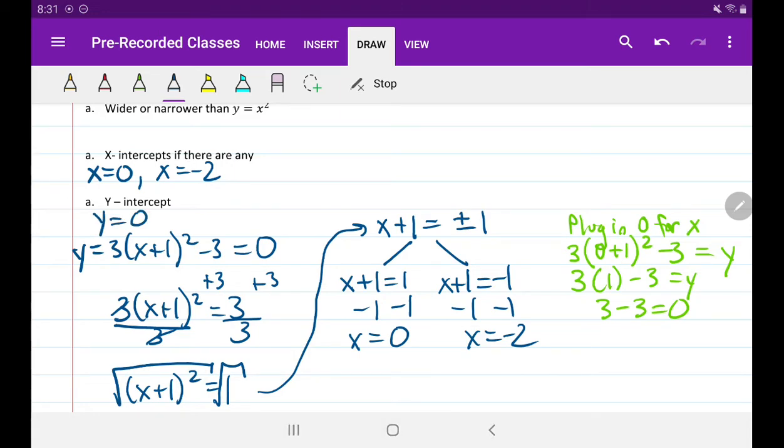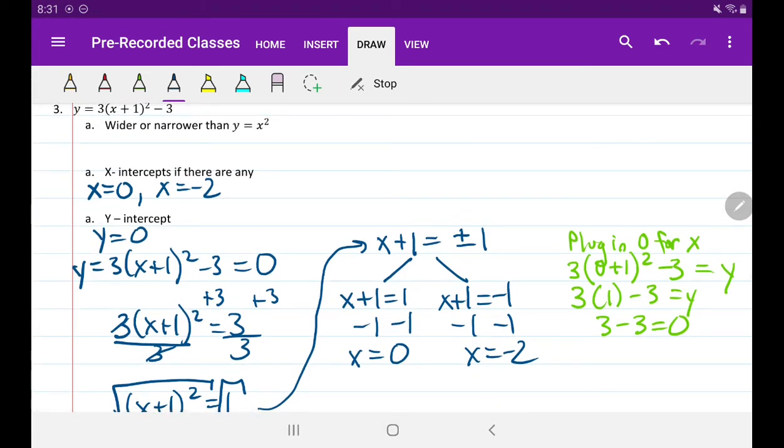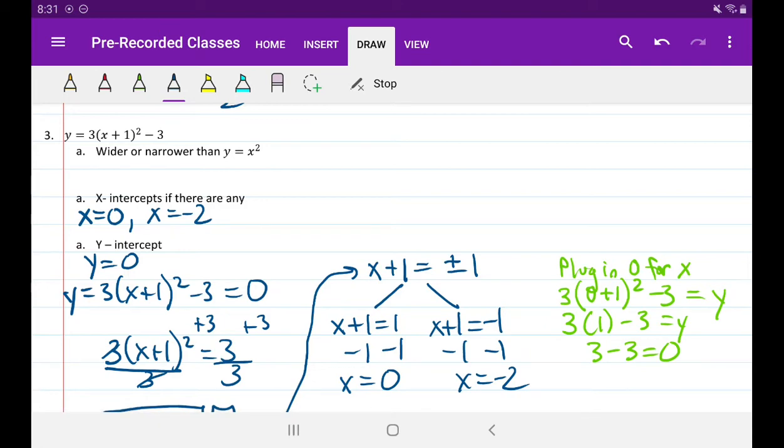And then, is this wider or narrower than y equals x squared? Well, to do that, we have to find our a term. And so this is in vertex form, right? And when you're in vertex form, you're actually given your a term. Your a term is what is in front of your parentheses.